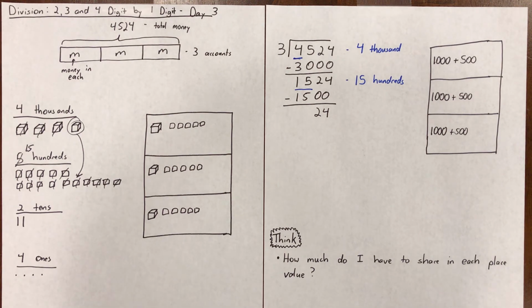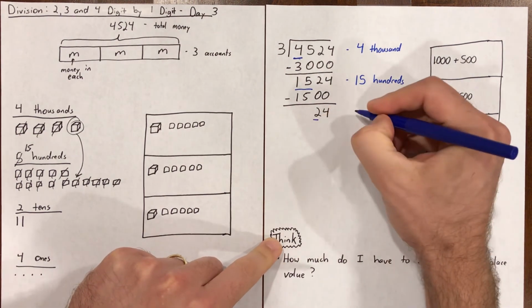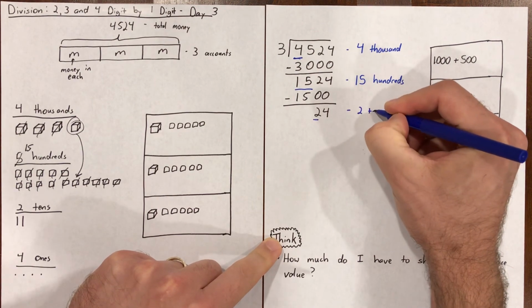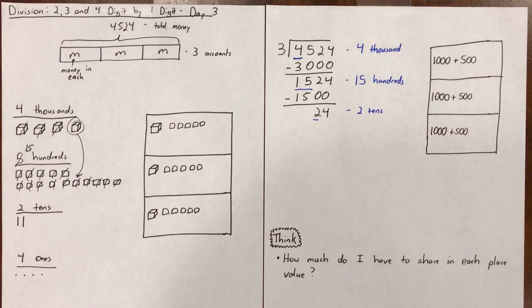Okay, so the next place is our tens. Let's think, how many in that place do I have to share? Right, same thinking question again. How many in that place do I have to share? Go ahead and say it out loud. Yeah, I've got 2 tens to share. Can I share 2 tens into 3 groups? What do I need to do? Go ahead and say it out loud.